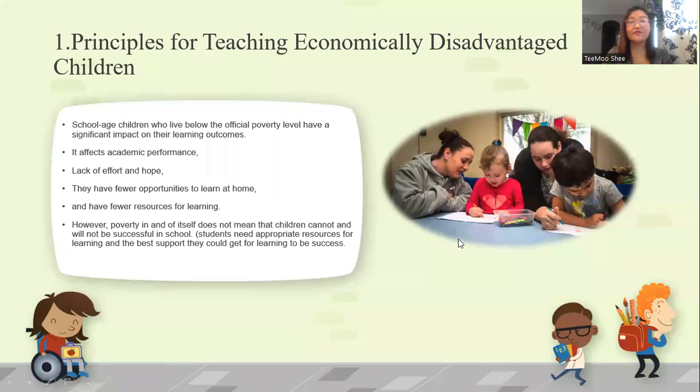My first highlight from Chapter 2 is principles for teaching economically disadvantaged children. First, we will get to know a little bit about these children. School-age children who live below the official poverty level face a significant impact on their learning outcomes. It affects their academic performance, makes them feel a lack of effort and hope, and they have fewer opportunities to learn at home and fewer resources for learning.